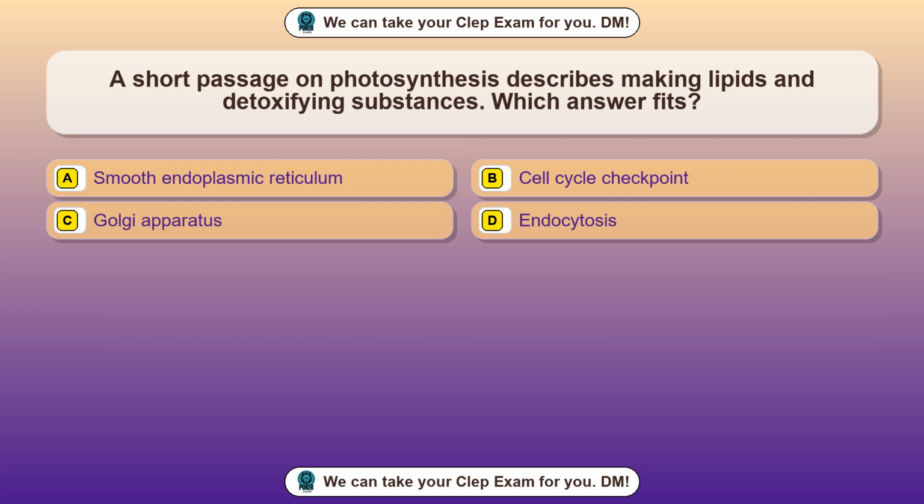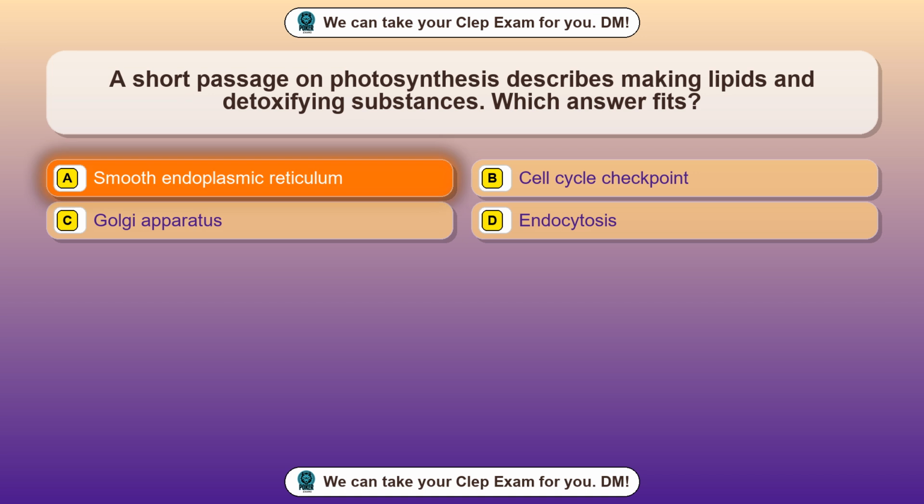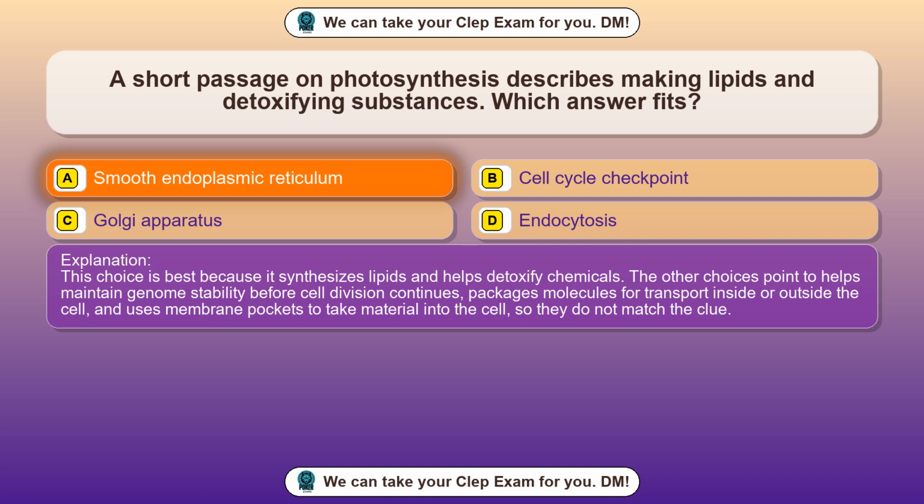Question 26. A short passage on photosynthesis describes making lipids and detoxifying substances. Which answer fits? Option A, smooth endoplasmic reticulum. Option B, cell cycle checkpoint. Option C, Golgi apparatus. Option D, endocytosis. The correct answer is option A, smooth endoplasmic reticulum. This choice is best because it synthesizes lipids and helps detoxify chemicals. The other choices point to helps maintain genome stability before cell division continues, packages molecules for transport inside or outside the cell, and uses membrane pockets to take material into the cell, so they do not match the clue.